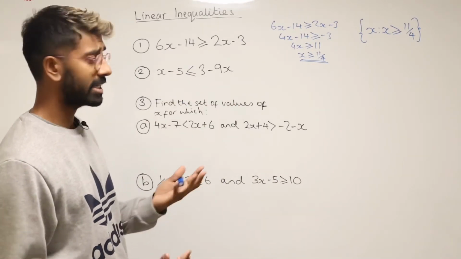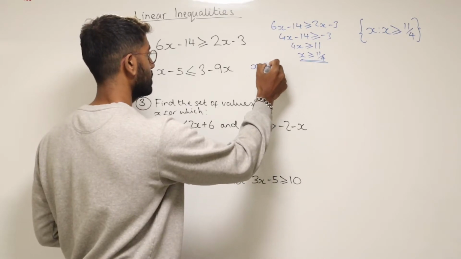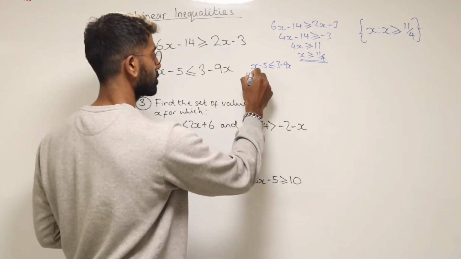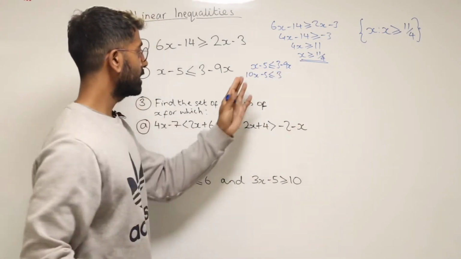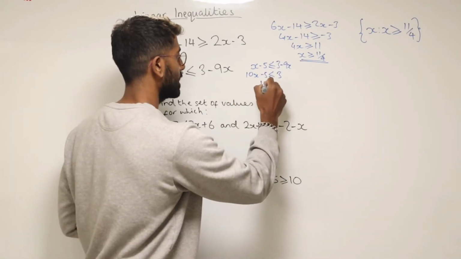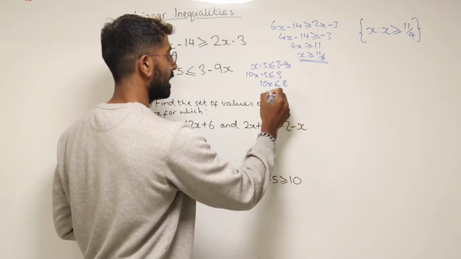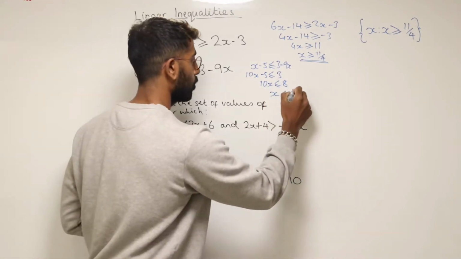Now let's do the same for the second inequality. Let's go and solve it first. So x minus 5 is less than or equal to 3 minus 9x. So I'm going to bring the 9x across. So we've got 10x minus 5 is less than or equal to 3. Add the 5 over. So we've got 10x is less than or equal to 8. And then we'll have x is less than or equal to 8 over 10. So that's 4/5.